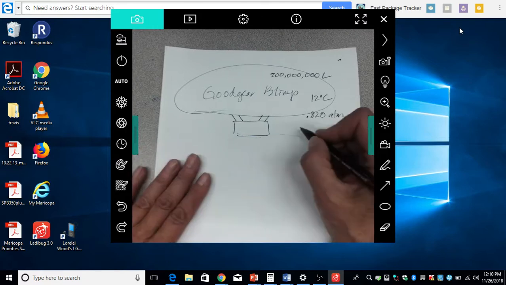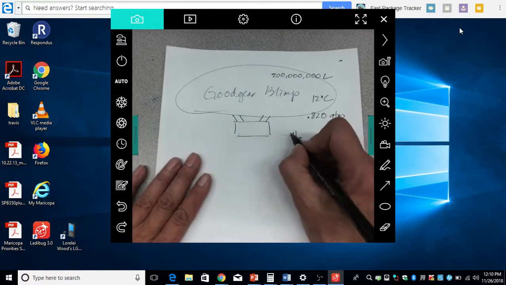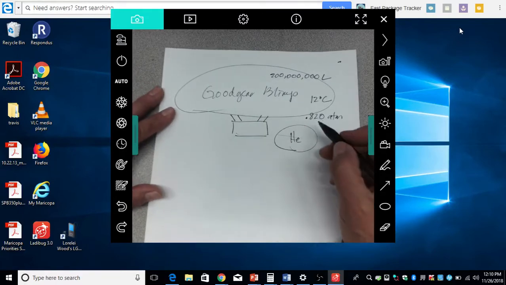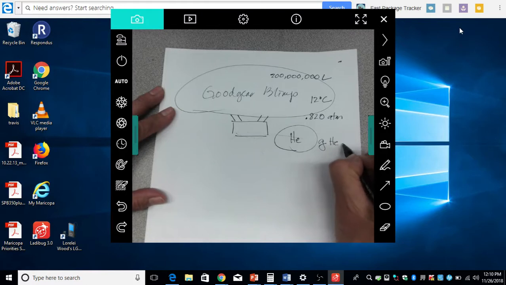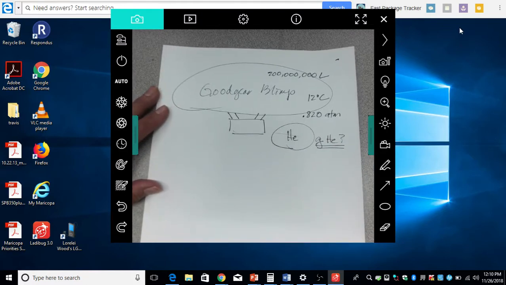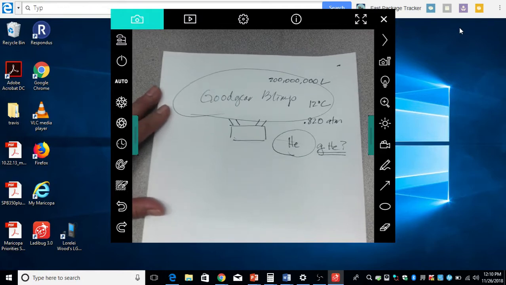Helium. Helium, all right. Doesn't blow up. So we'll pick helium. Ours is a safe one. And I want to know how many grams of helium am I going to need to fill this sucker up?